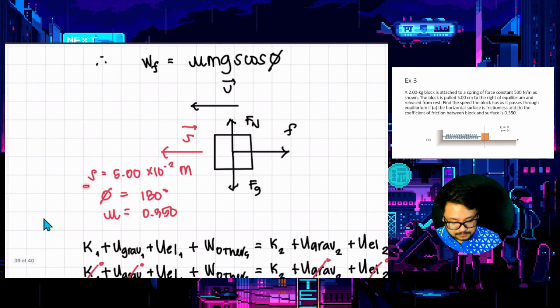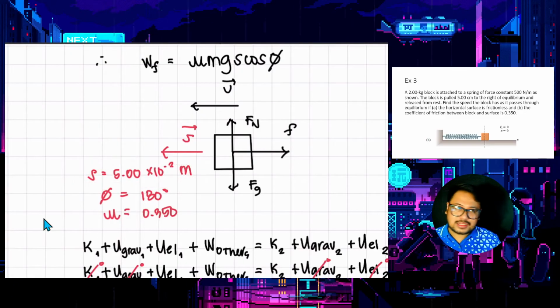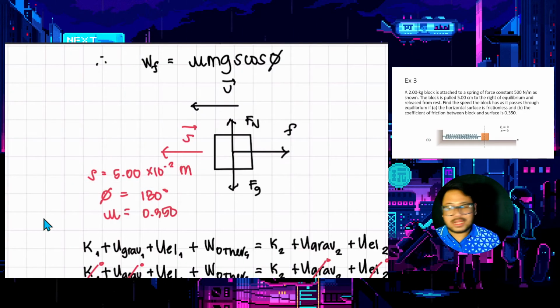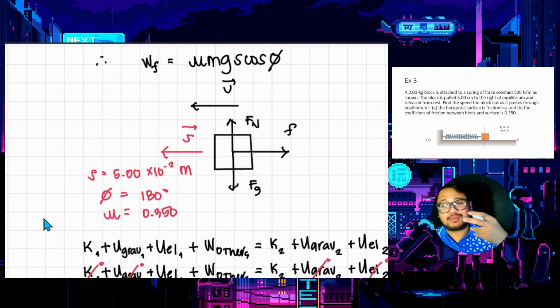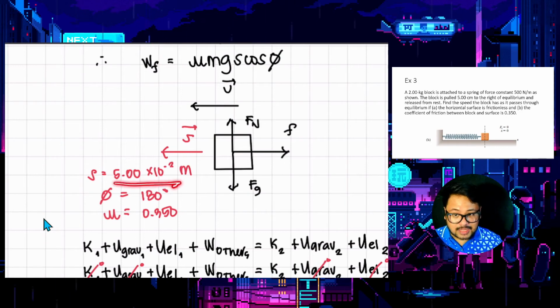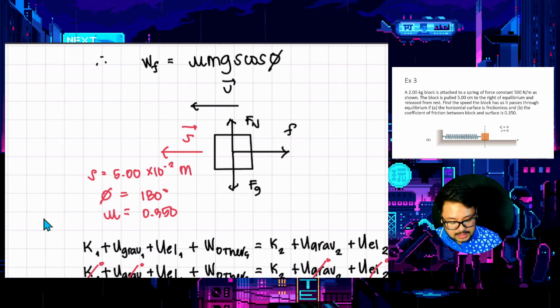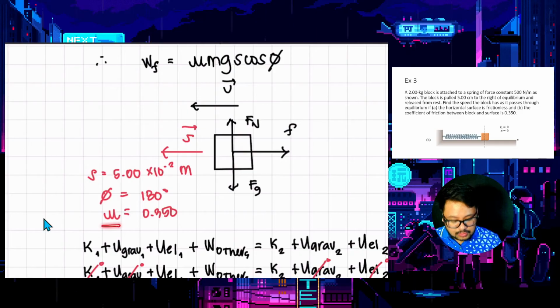That's our distance, not the stretching distance, but the distance from the stretched spring going to that equilibrium position. It will travel 5 cm or 5 times 10 raised to negative 2 meters. And then the angle between our displacement and our friction force is 180 degrees. And our mu, the coefficient of kinetic friction, is 0.350.